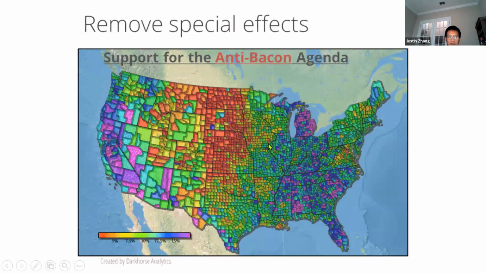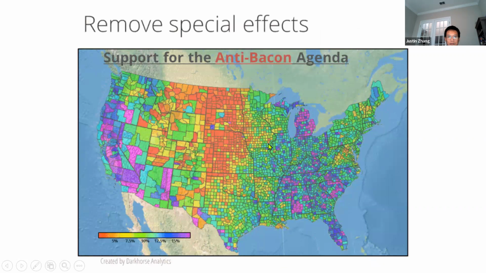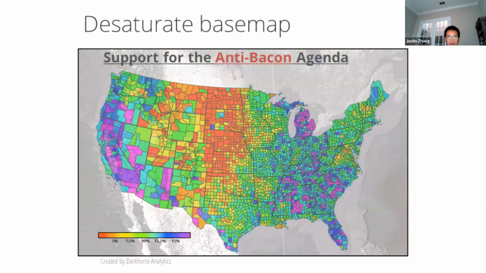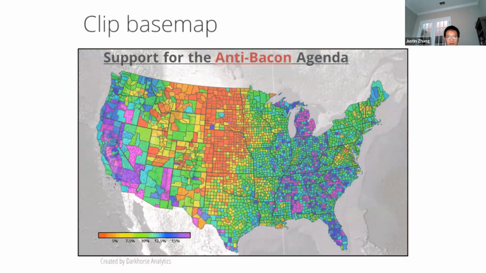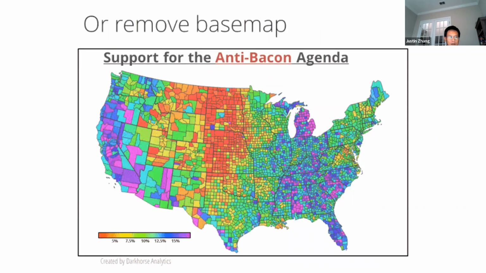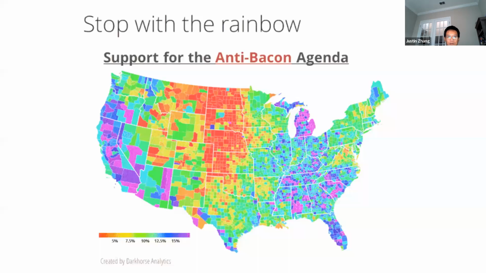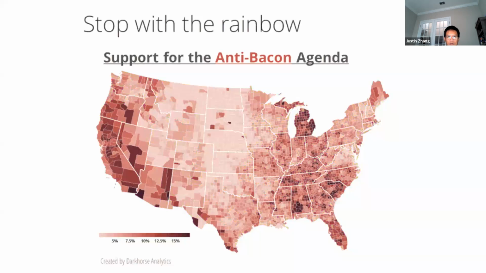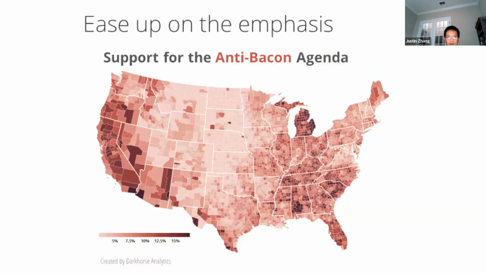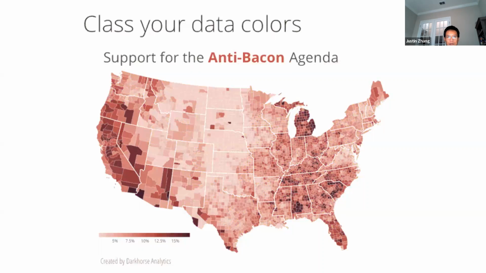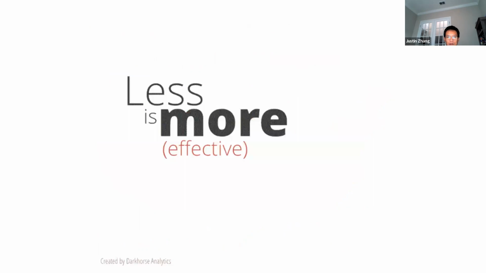So let's see one example. It's an animated example of how to simplify the use of colors on the map. Remove borders. Maps even remove this rainbow color. Ease up on emphasis. Further simplify the use of color.